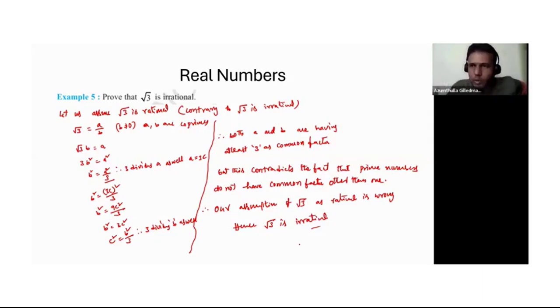Hope you understood. We did both root 2 and root 3. So you need to assume the contrary and then see that both A and B have 3 as a common factor, which contradicts the actual fact that they should not have any common factors other than 1. So our assumption of root 2 or root 3 as a rational number was wrong. So these are irrational numbers.